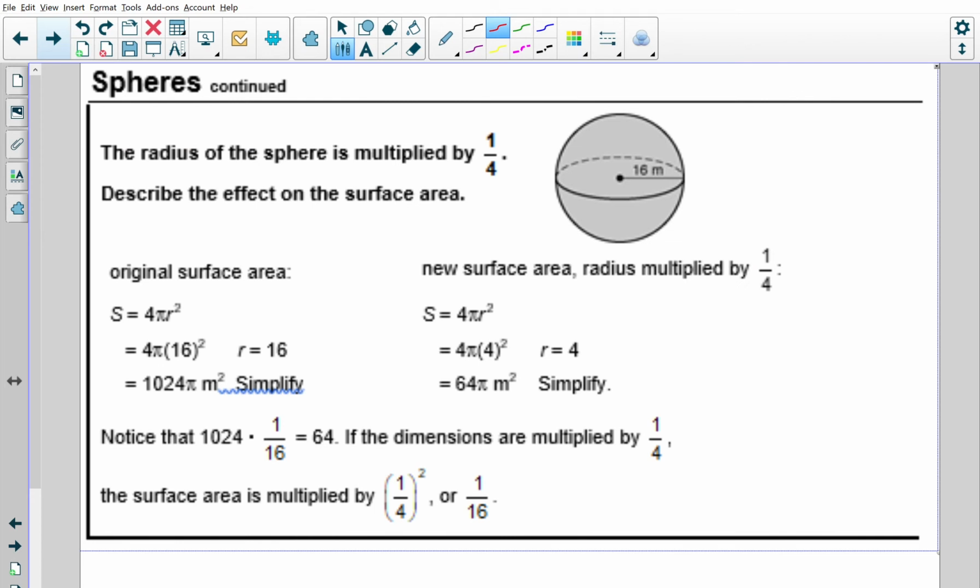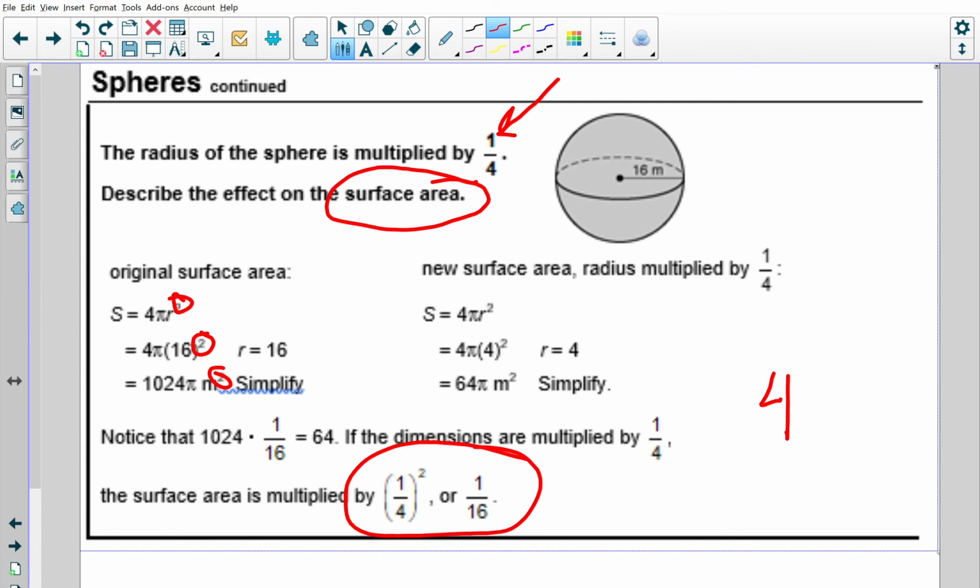We've already talked about this dimensionality proportional changing situation. Describe the effect on surface area. If something's being multiplied by a number less than 1, it's getting smaller. Area is a squared situation. Square, square, square. So that means it's going to be affected by the square of the fraction that it's being multiplied by. If the radius of the sphere is being multiplied by 4, then the volume of the sphere would be multiplied by 16.